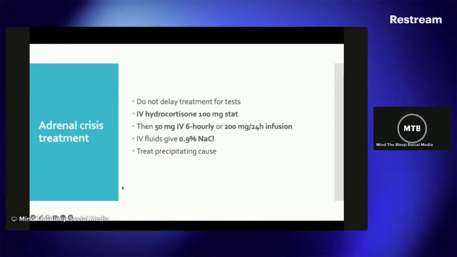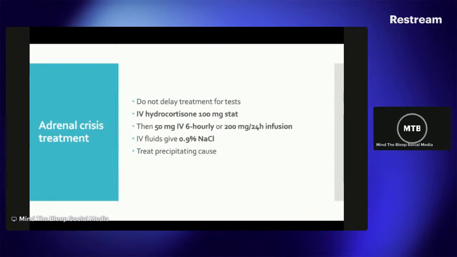And in terms of treating adrenal crises, do not delay the treatment for further testing to find out what's wrong with the patient specifically. Give the patient IV hydrocortisone 100 milligrams stat. Then after that, we can give 50 milligrams IV 6-hourly, or alternatively a 200 milligram infusion over a period of 24 hours. In terms of fluids, as always, 0.9% sodium chloride, and then treat the precipitating cause once you've fixed it.